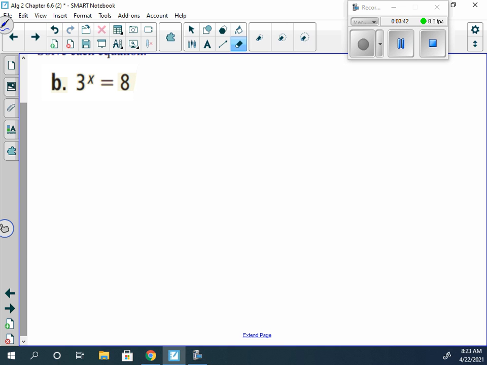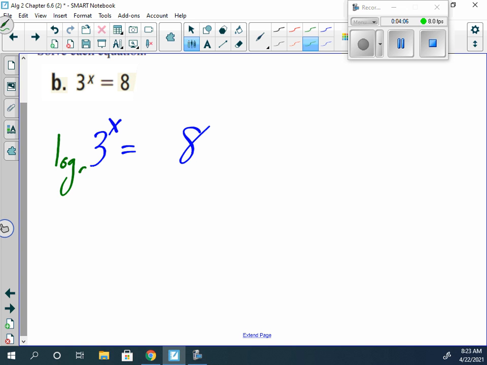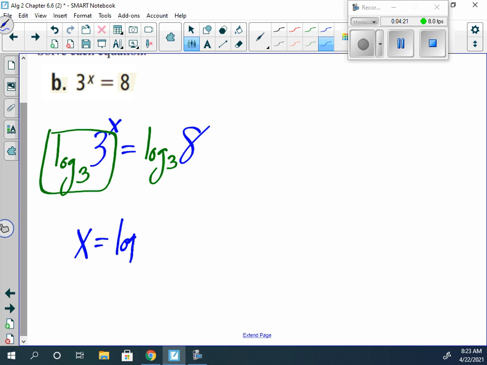Give myself a little more space. So this time we're solving 3 to the x equals 8. And again, like most of the ones we're going to encounter today, I cannot rewrite them so that their bases are the same. So what can I do? I'm going to apply log base 3 to both sides, because log base 3 of 3 to the x is just going to be x. And on the other side, we're going to have log base 3 of 8.